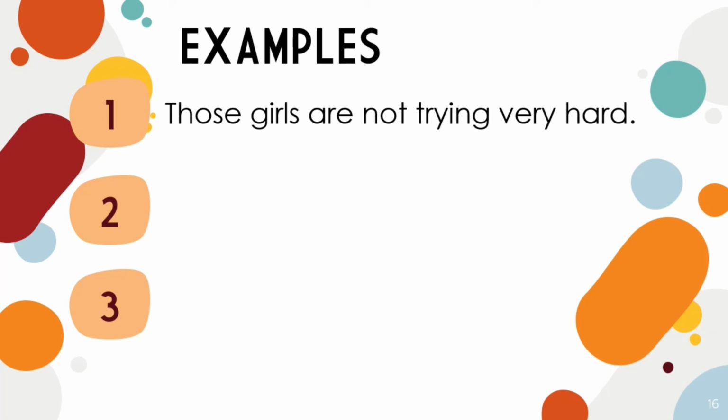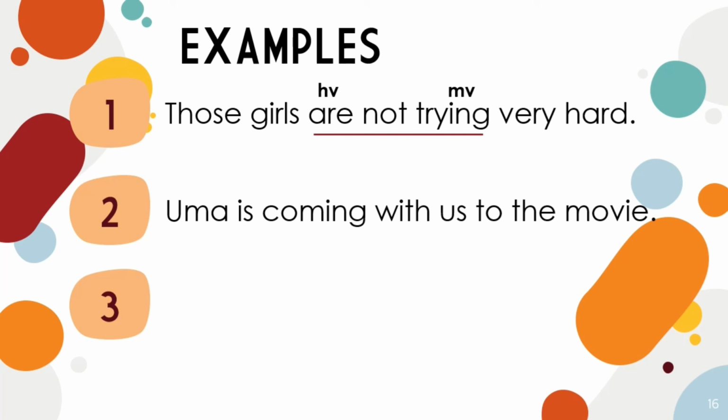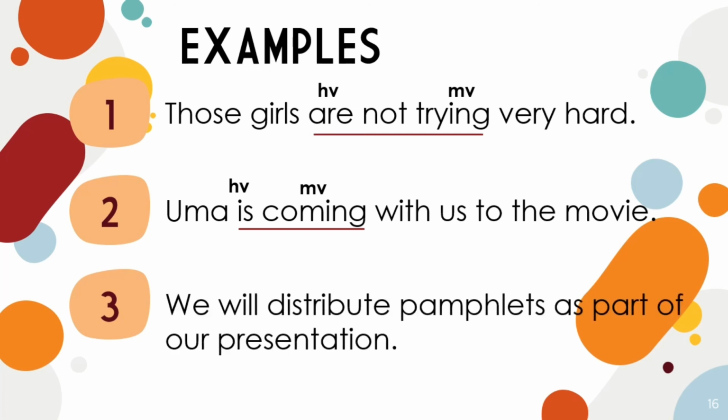Those girls are not trying very hard. In this example, the verb phrase is are not trying. We have are, which is our helping verb. Trying is our main verb. Second example: Uma is coming with us to the movie. The verb phrase here is is coming. We have here our helping verb which is is, and coming is our main verb. Third, we will distribute pamphlets as part of our presentation. The verb phrase here is will distribute. Our helping verb is will, and distribute is our main verb.